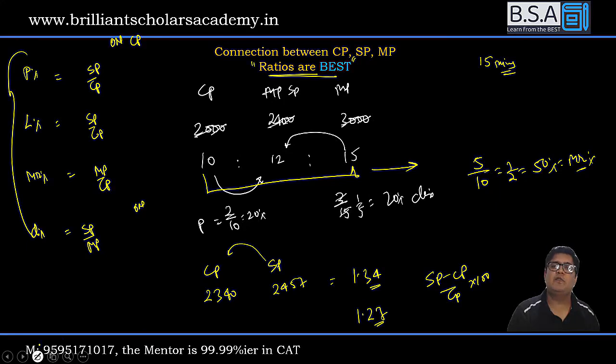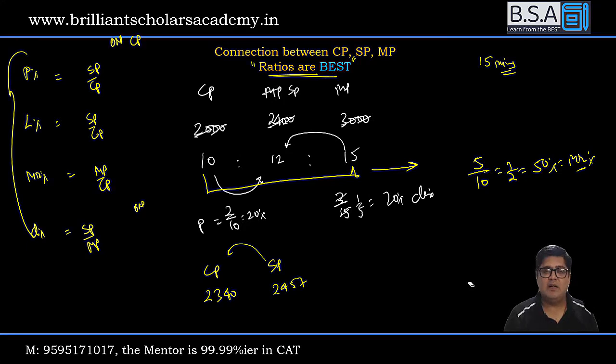I'm saying ratios are very useful in calculating profit percentage, loss percentage, discount percentage, and markup percentage. If you don't have a calculator, go back to the formula method. With a calculator, form a ratio.